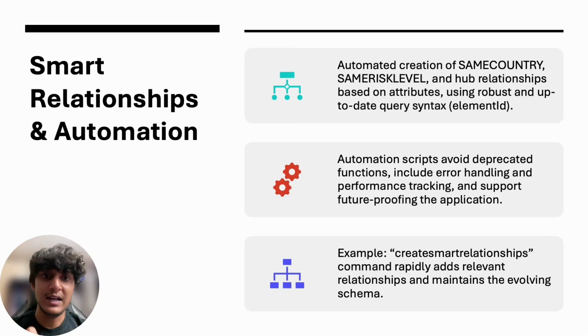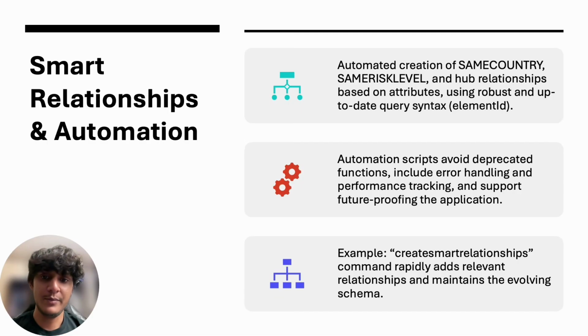We are using element ID instead of deprecated ID functions, so our code is compatible with Neo4j 5.x and beyond versions. We also built in comprehensive error handling and performance tracking. We created a command in our CLI called create art relations that you can run anytime, and it automatically scans the database, finds these logical connections, and creates them. This keeps the schema evolving as the database grows.